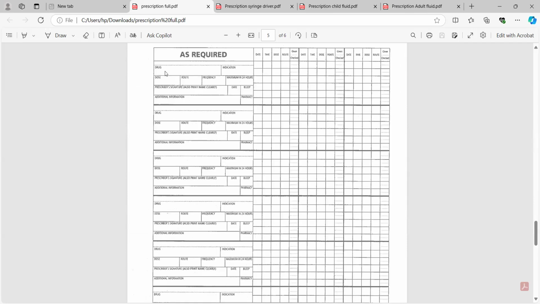So PRN, for example, it is morphine, indication for pain, dose, IV, IM, subcutaneous, parenteral route, frequency, QID, TDS, maximum prescriptions, prescriber signature, and name clearly. Okay, the date and the bleep and any additional information. For example, if you have to stop after 5 days, or if the patient is pain free, then you can write stop after having pain free condition, for example. Okay, so this is just a general overview of the prescription chart.